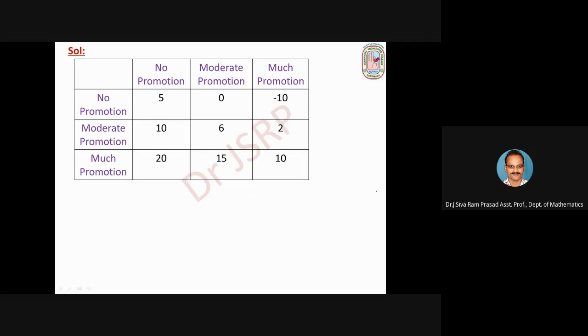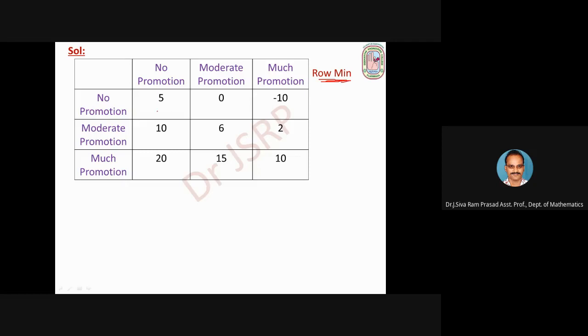So first we find whether the game has a saddle point or not. The first step in solving a game is to check whether the game has a saddle point or not. Okay, so for that we find the maximin value and the minimax value. So what is the maximin value? Maximum of row minimas. That means player A tries to maximize his minimum gains. So for that we find row minimas here.